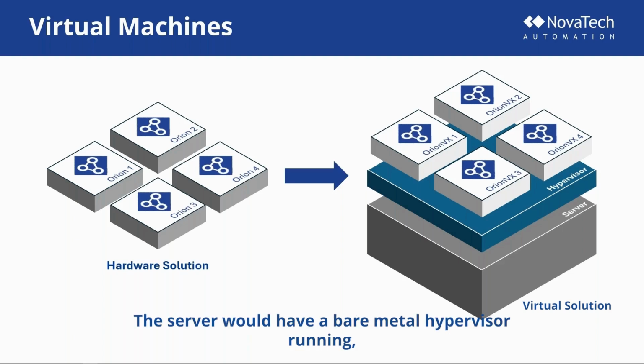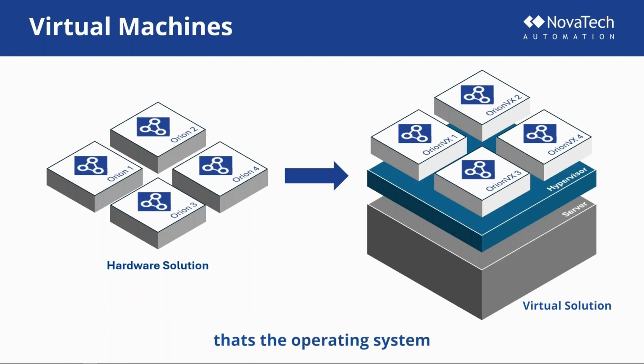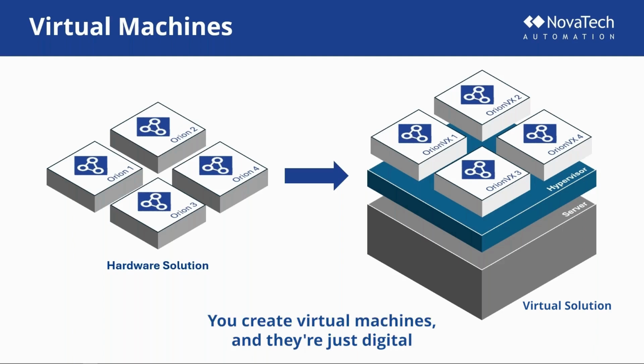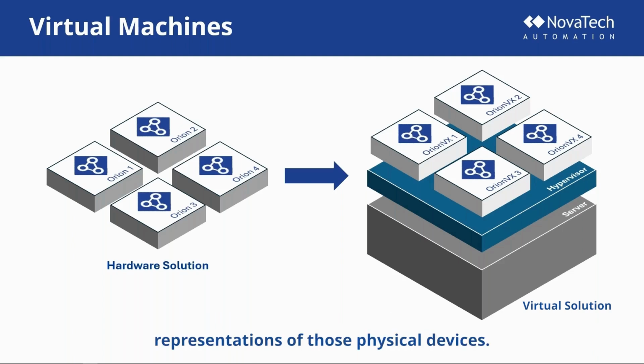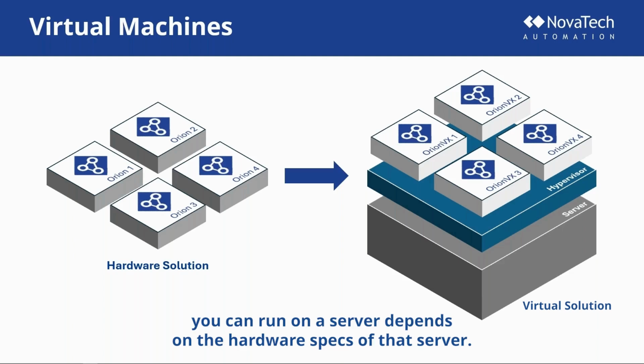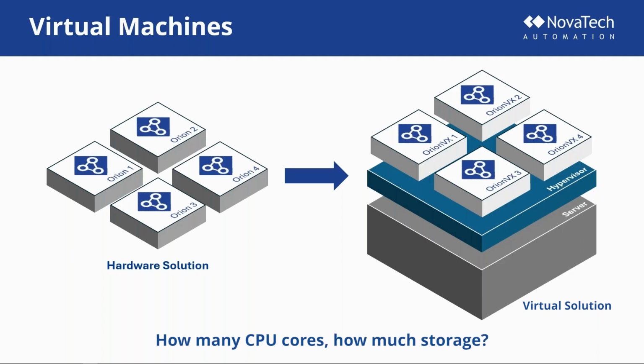The server would have a bare metal hypervisor running. That's, in lieu of an operating system, that is the operating system. On top of the hypervisor, you create virtual machines. And they're just digital representations of those physical devices. And the number of virtual machines you can run on a server depends on the hardware specs of that server: how many CPU cores, how much storage, how much memory.